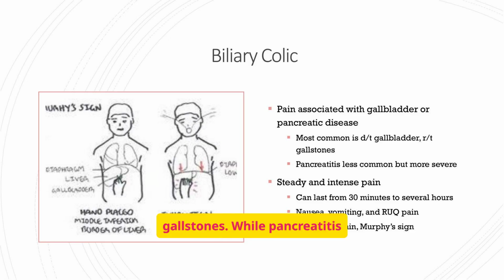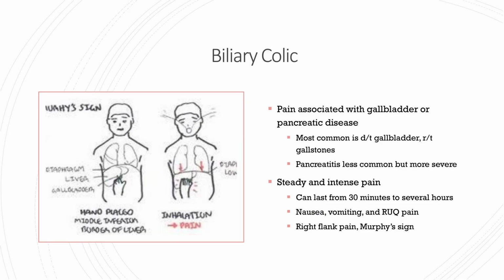While pancreatitis is less common, it's often more severe. The pain is typically steady and intense, lasting from 30 minutes to several hours, and is often accompanied by nausea, vomiting, and right upper quadrant pain. Don't forget to check for Murphy's sign.